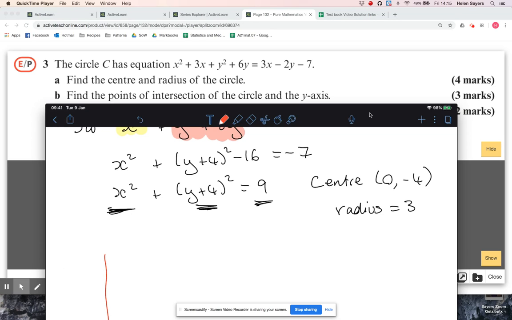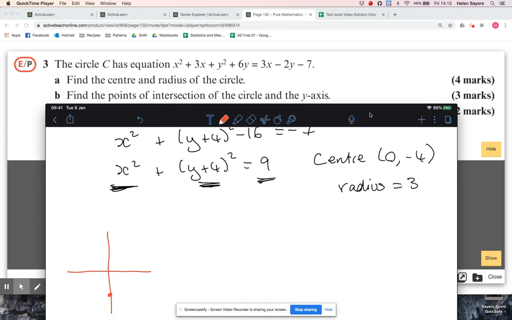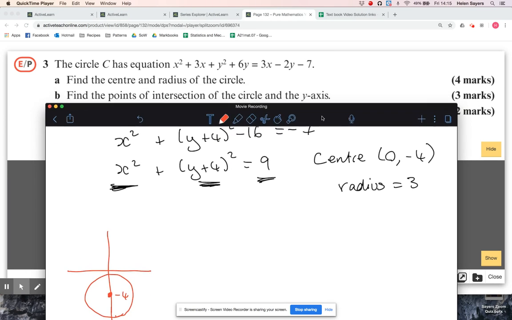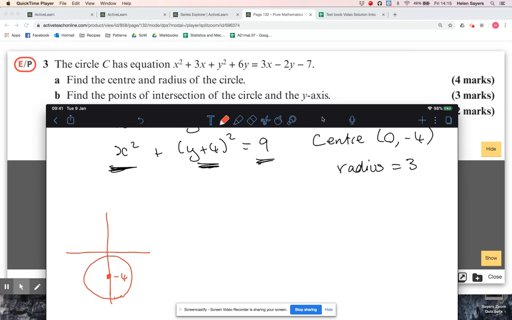I'm going to sketch and talk. The centre is at 0, minus 4, so let's put it in the right place. And the radius is 3. The fact the radius is 3 means it doesn't cut the x-axis, so they don't need to ask me about that. Oh, I'm jumping ahead a little bit. I'm already thinking about part C, but let's calm it down and just do part B.